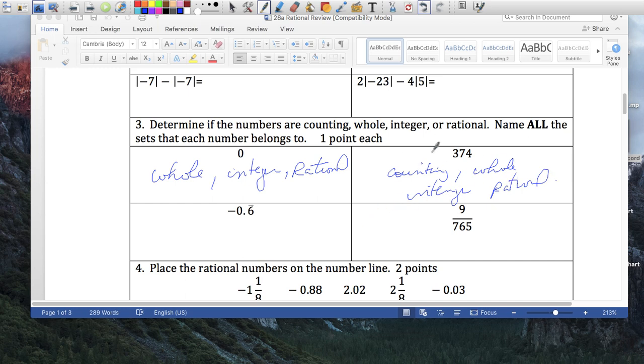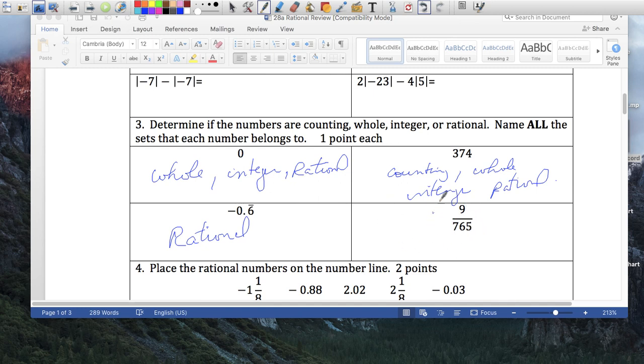Okay, so forgive my handwriting. -0.6 with a little bar on top, which indicates that it's a repeating decimal, right? This decimal would go on forever and ever, but it repeats, and because it repeats, it's a rational. If it didn't repeat, it would be irrational, but it does repeat.